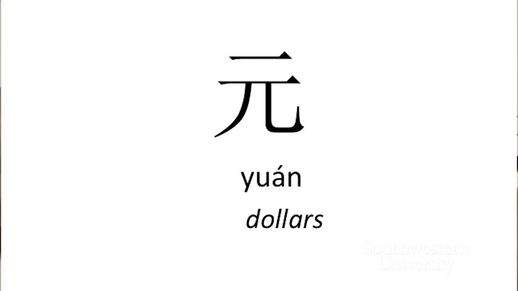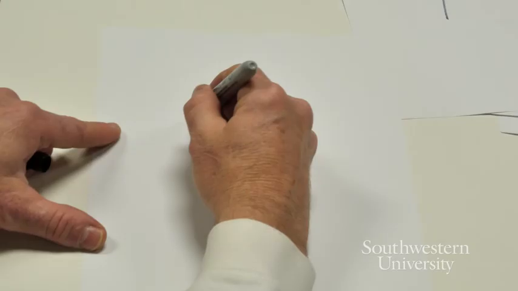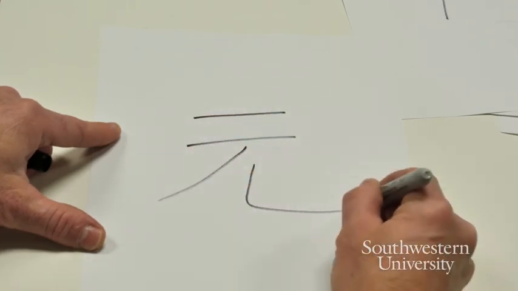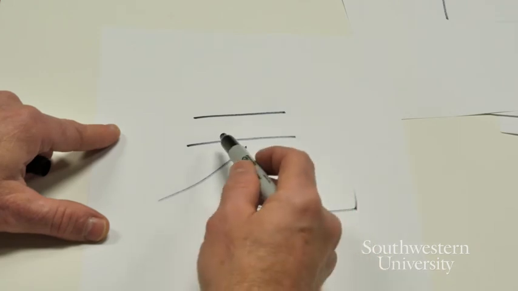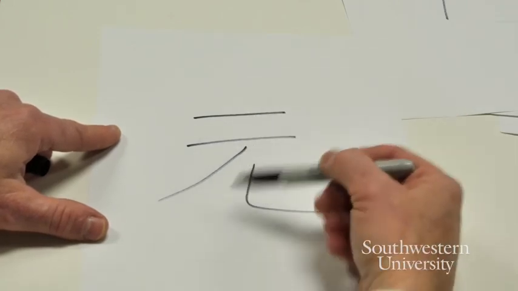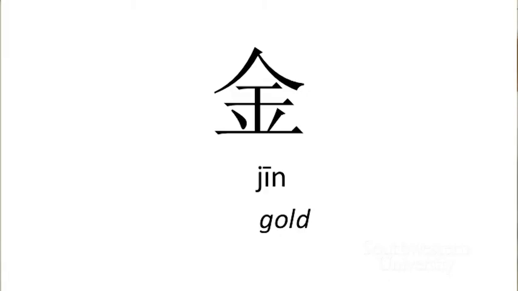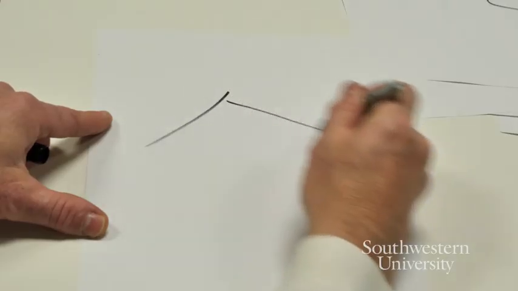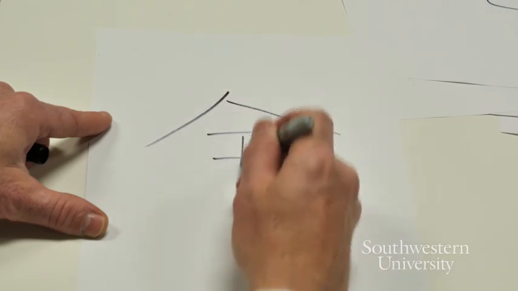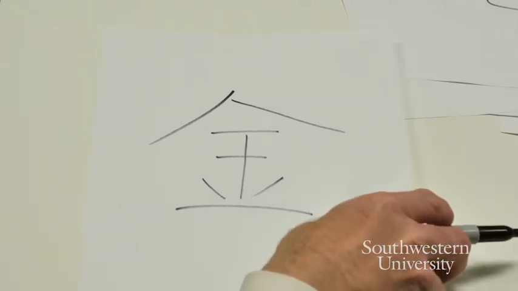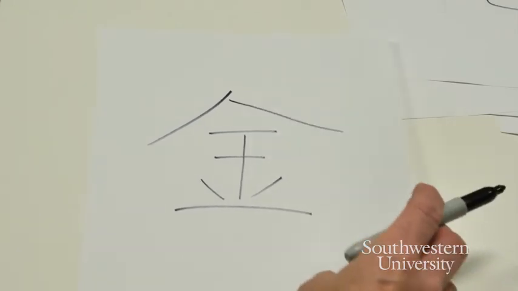So yuan, origin. This is dollar, but the original meaning is origin, and it's a depiction of water flowing out from a break in the mountains, or a break in the hillside, source, origin. Jin, gold or money, originally thought to depict an ingot of melted metal, so gold or metal.